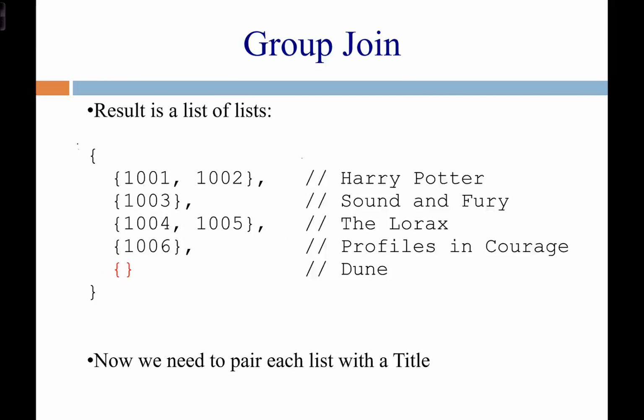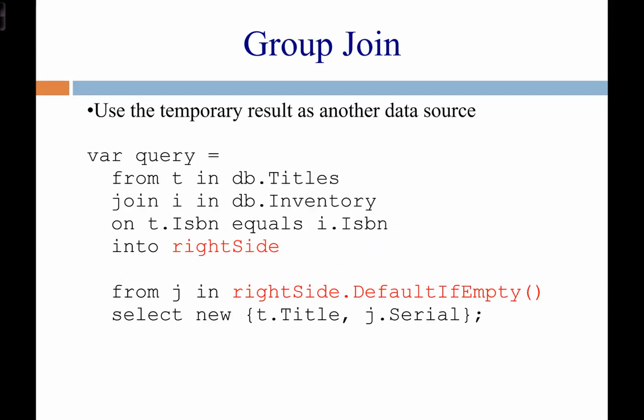We don't actually have these titles, though. Those are just my comments. All we really have is these serial numbers. So if we want to get the titles, then we can select them along with selecting something out of that temporary data source. And that looks like this.